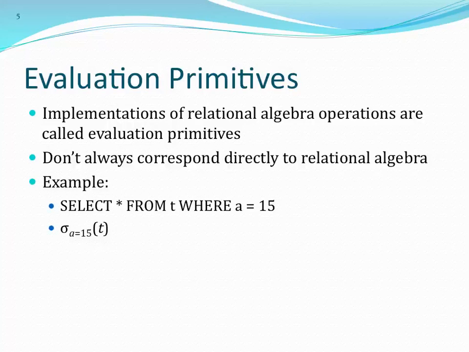But we have something like this. Select star from T where A equals 15. Pretty much throughout CS122, we're talking about multi-set operations. So T is a multi-set, or a bag of tuples, if you will.